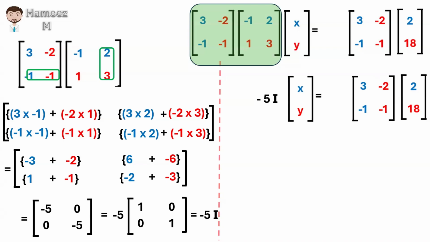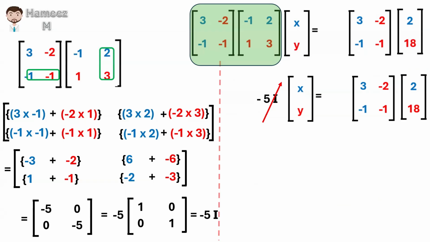And we know the identity, which is 1 0 0 1, multiplied by anything is itself. So we don't even have to multiply by that. So we have (x, y) is equal to the matrix 3, minus 2, minus 1, minus 1 times (2, 18). So if we want to solve now, there are different ways to do it. You can go and work out the terms on the right-hand side first, and then divide by minus 5 for each of the terms. That's one way to do it, and that's fine.